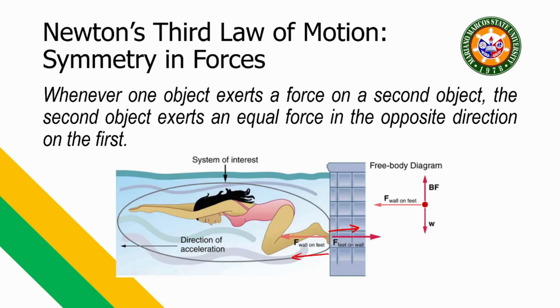So kung merong object na nag-exert ng force sa isang another object, yung object na nag-exerta niya ng force, wherein dito siya nag-exert sa wall, itong wall meron ding normal force or force na ibibigay sa paa nung swimmer. So this force will push the swimmer forward. So ayan.